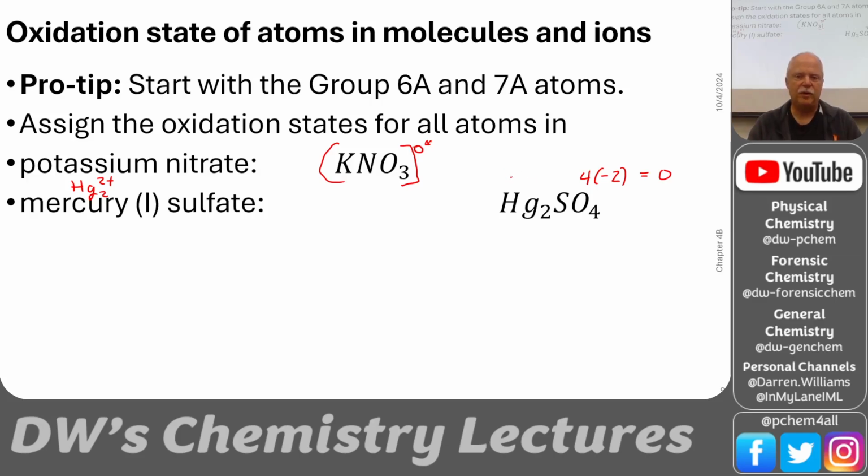It's 2 times a 1+, right? So 2 times a +1. And so we've got to figure out what we got. We've got a -8 here and a +2 here. So what does this sulfur have to be? +6, right?